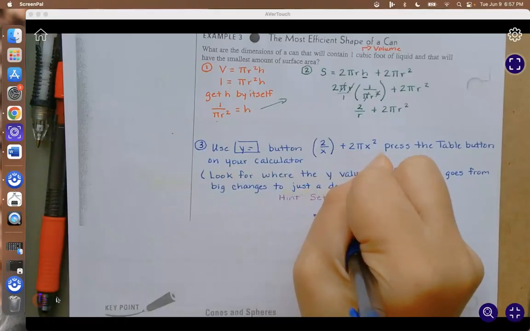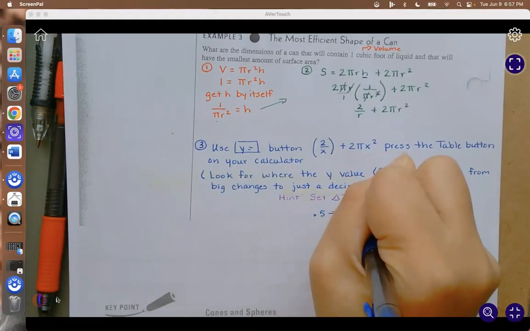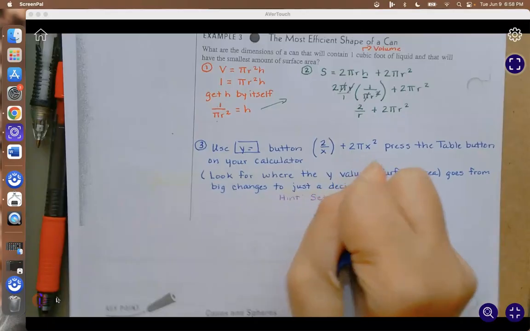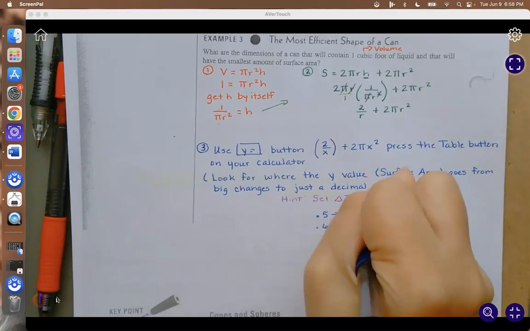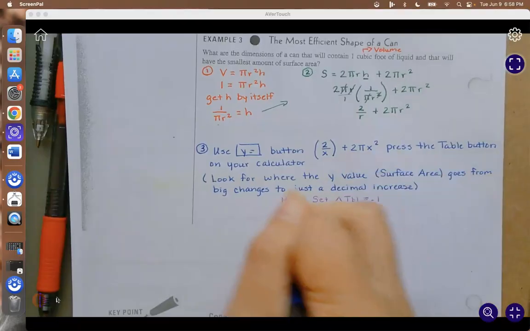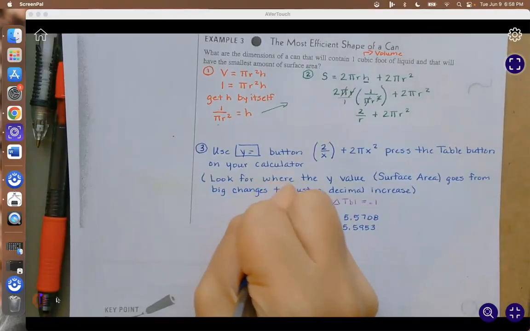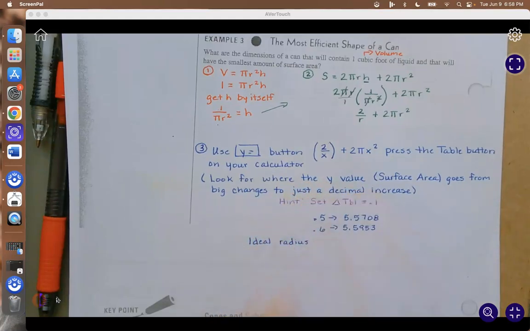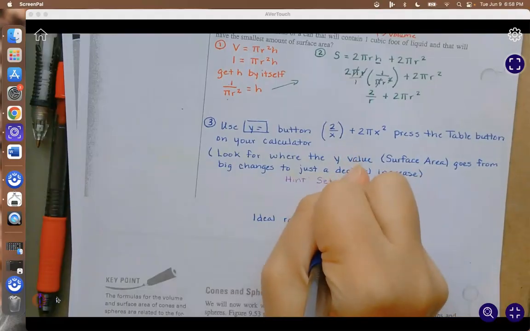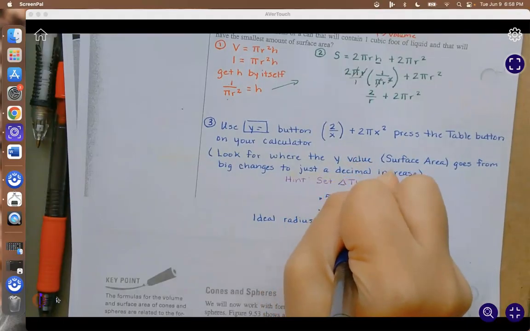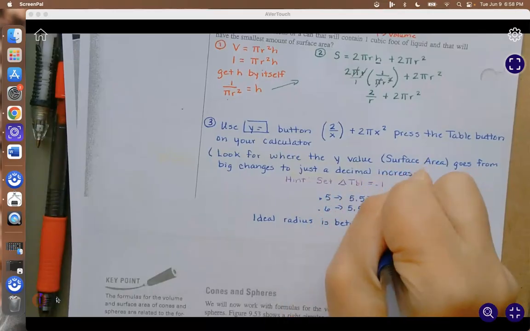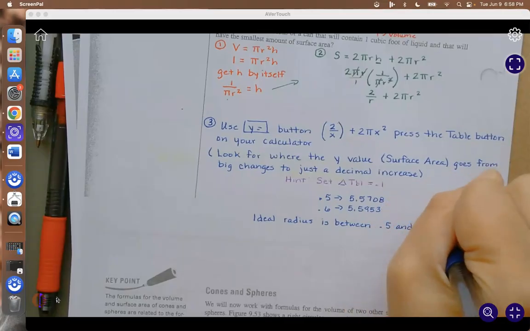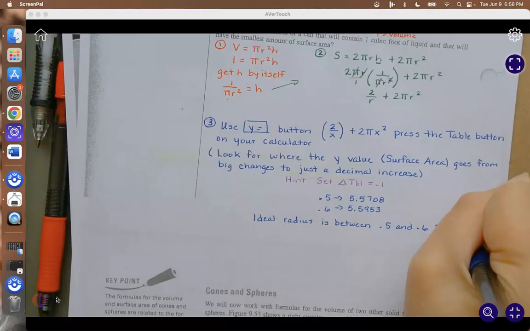So that happens between 0.5 and 0.6. So 0.5 is 5.5708. 0.6 is 5.5953. So your ideal radius is between 0.5 and 0.6. Well, halfway between 0.5 and 0.6 is 0.55.